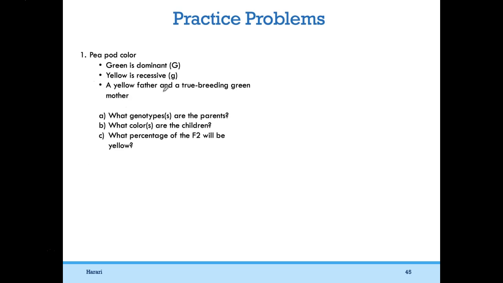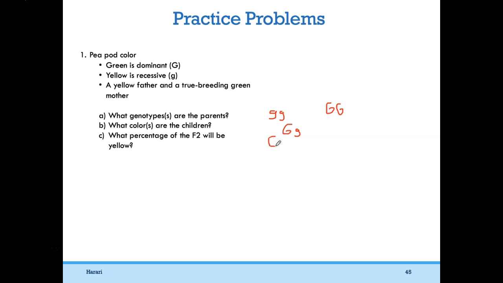So a yellow father must be little g, little g, and a true breeding green mother must be big G, big G, because she's true breeding, must be two of each. What colors are the children? Well, all of them would be big G, little g if you did the Punnett square. All would be hybrids, and the color would be green, since green is dominant, according to the problem. So B is green.